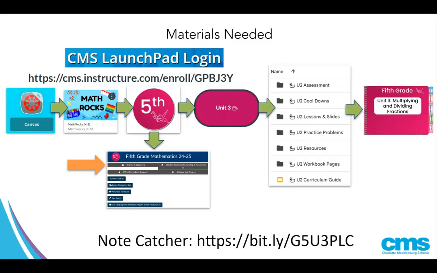First, you will also need to log into My NC Ed Cloud and access MathRocks. The enroll code is on the screen if you need to enroll. Once you're in MathRocks, select 5th grade. On the 5th grade page, you can access the year at a glance using the top right button, then select Unit 3. Everything is in a folder except for the curriculum guide. I will refer to the curriculum guide throughout this deep dive, so you may want to have it open.